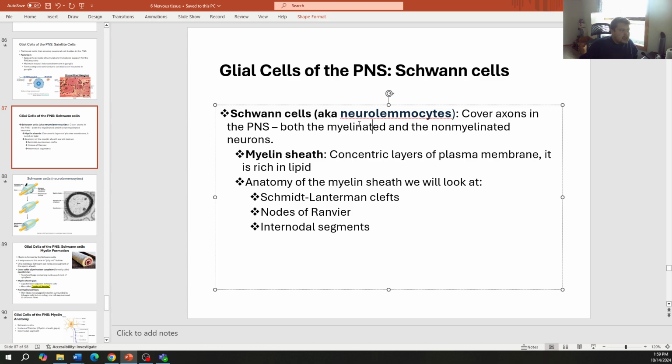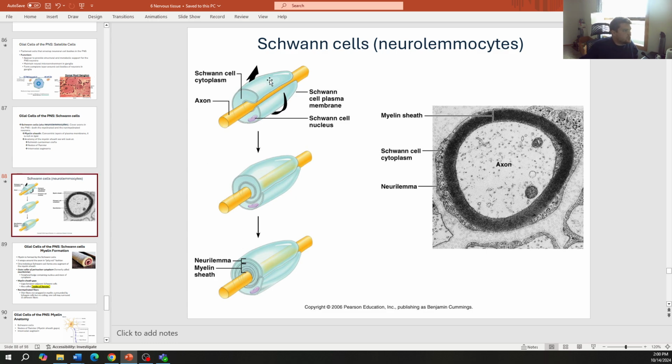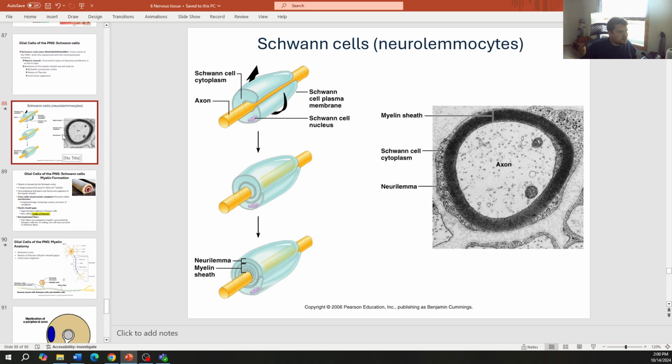Okay, so the Schwann cells, aka those neurolemocytes. Right here we can see these Schwann cells. See how they kind of, as they produce this myelin, they wrap around it. There are some other vocab terms and stuff that we want to look at here. We'll look at that in a minute.